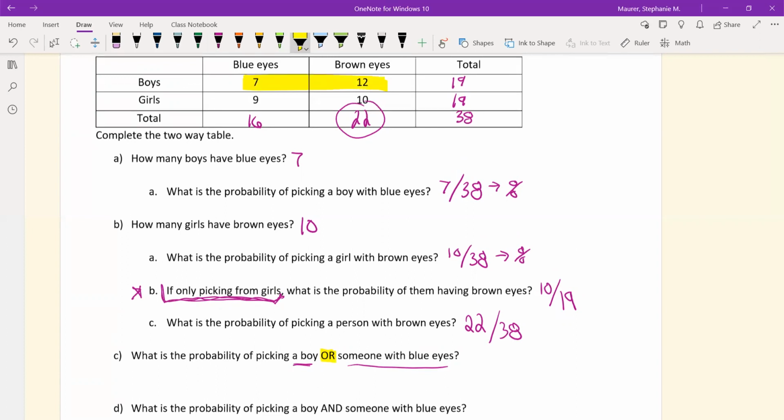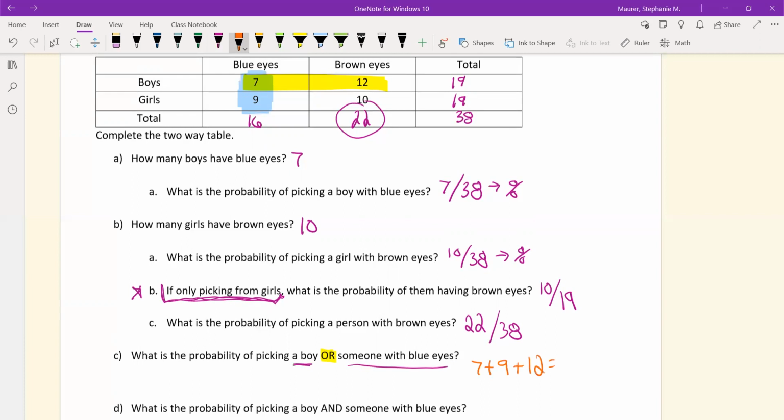Here's all my boys. I have 7 here, 12 here. That's all my boys. Then let's do somebody with blue eyes. So here's my blue eye column. Here's all my people with blue eyes. Because this is an or situation, we need to take all of this. I don't care that this is only blue and this is only yellow. We want all of it, anything that we colored in. So really what we're going to want here is we're going to want the 7. We're going to want the 9. And you're going to want the 12.